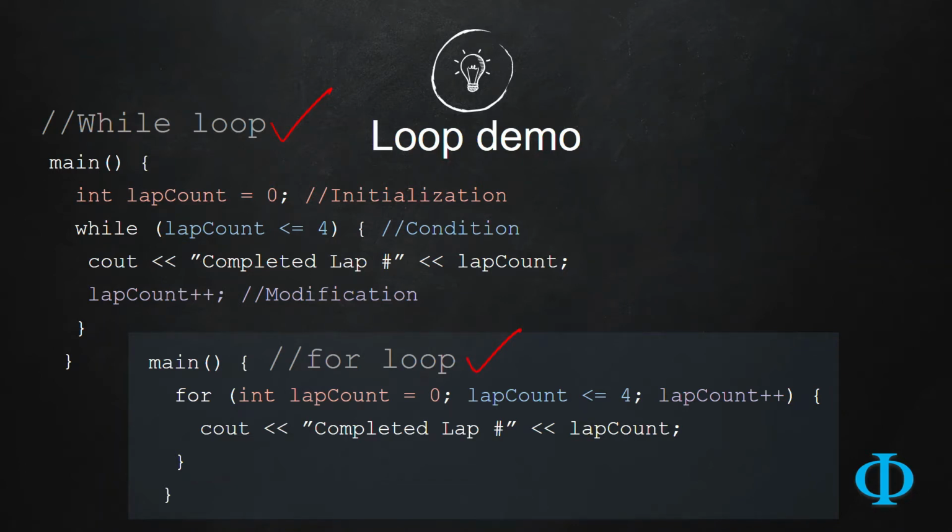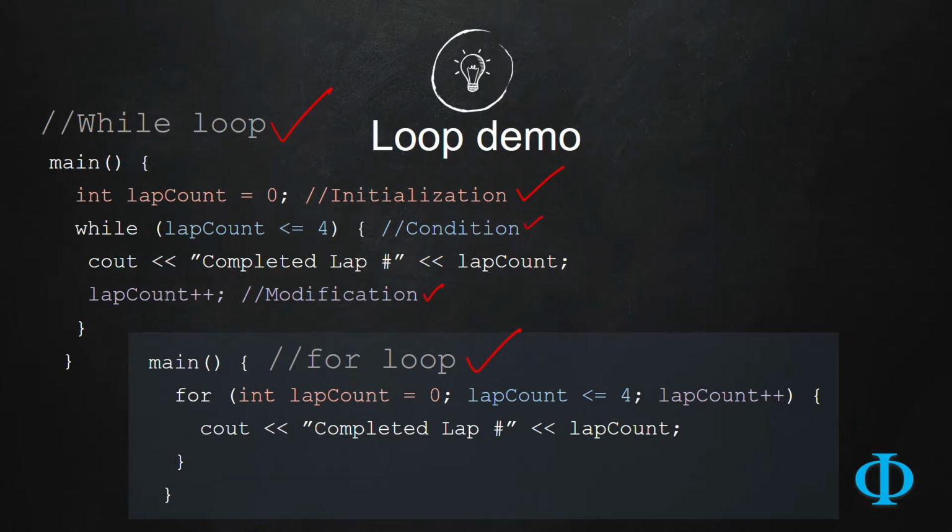A for loop has a slightly different syntax compared to while loop, and this syntax is much more compact. So what am I trying to say by compact? Let's look at the while loop first. As you know by now, a while loop has three different parts. The first one is initialization, the second one is condition, and the third one is modification.